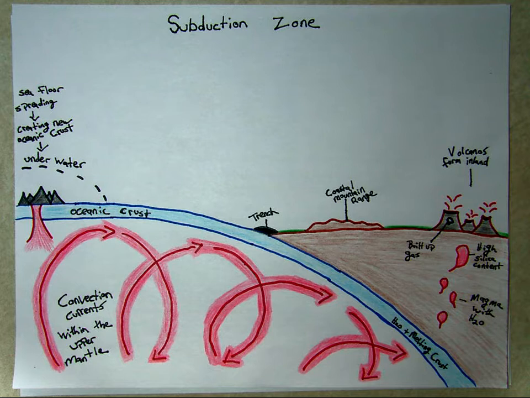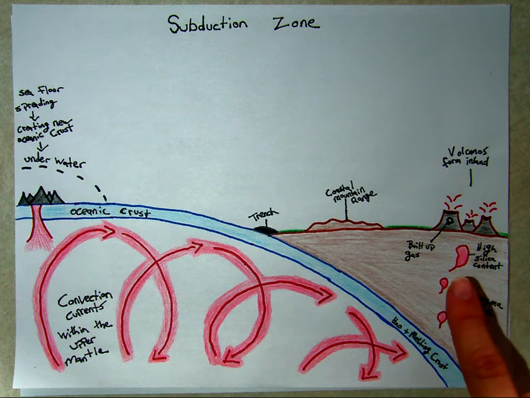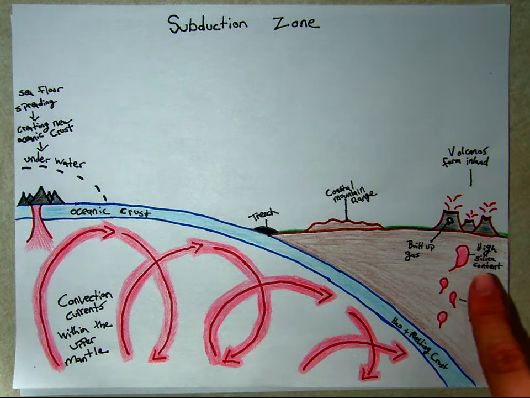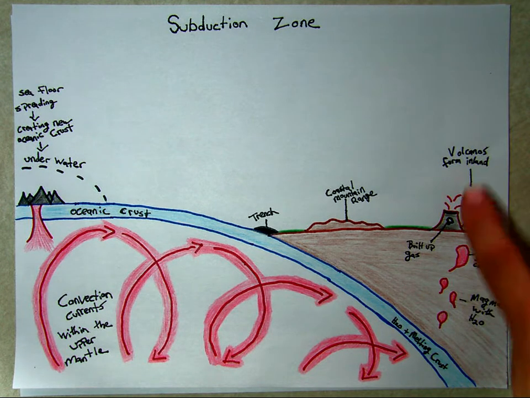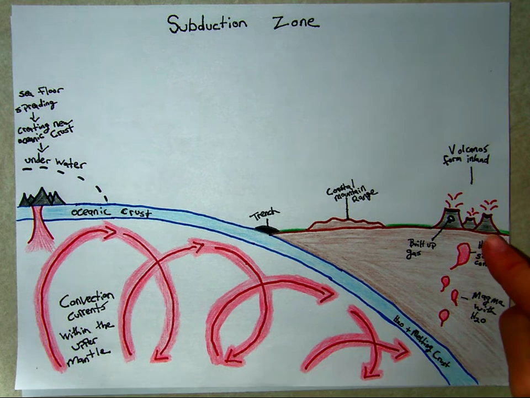As water escapes from the oceanic crust, the crust will actually start to melt at times. As the oceanic crust melts and the water escapes, it actually melts parts of the continental crust. That's what you can see here. Magma with H2O, which is water, will escape and start to flow higher within the crust, and it will actually form inland volcanoes, as you can see here.